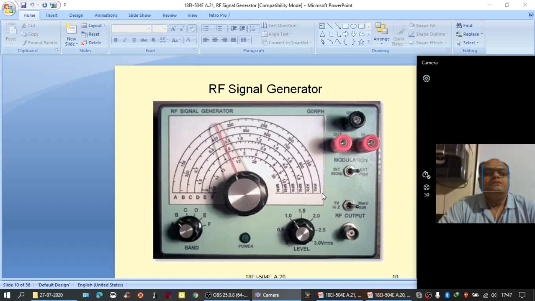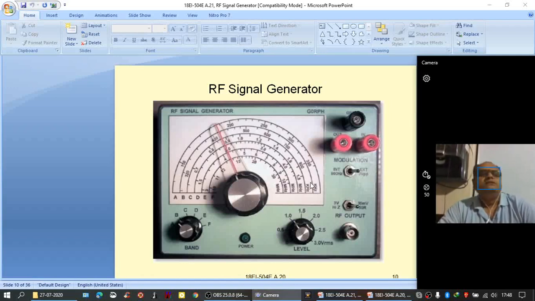So they need a carrier signal. And radio frequency signals are used as carrier signals, by using different modulation techniques such as amplitude modulation, frequency modulation, phase modulation.